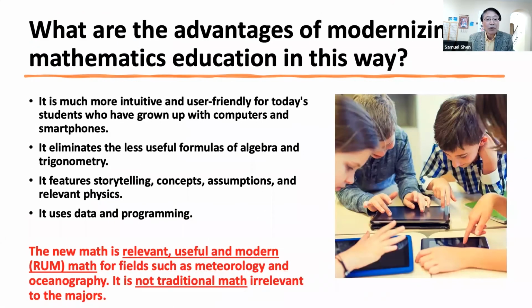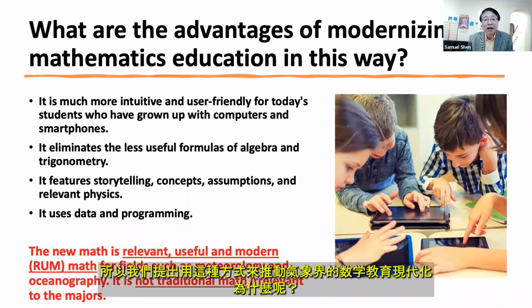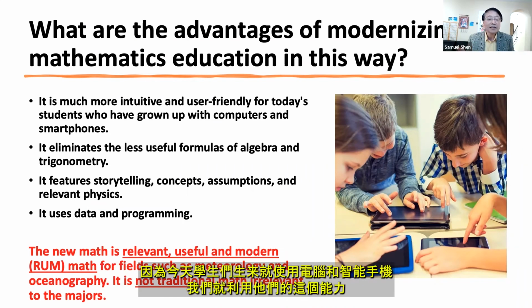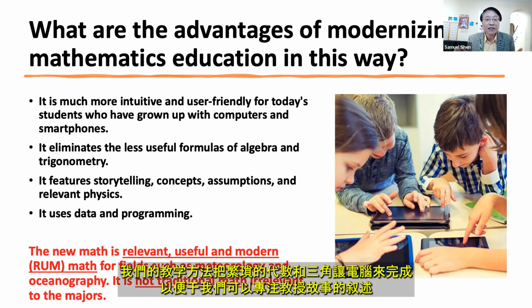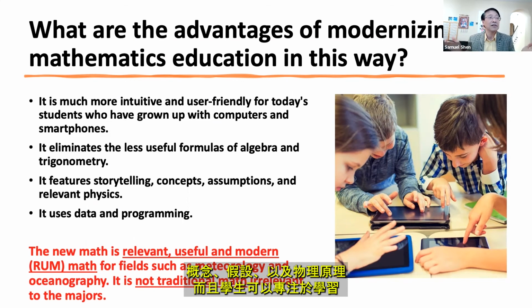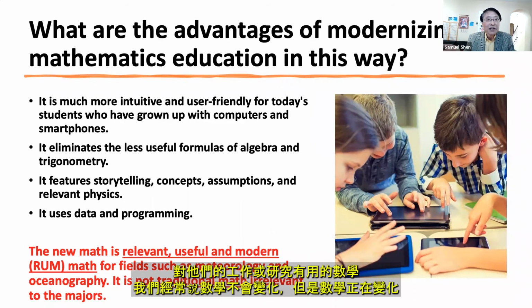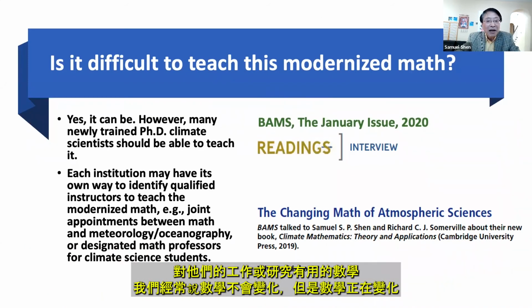So we propose this way to modernize the math education for meteorology, because we can utilize the abilities of today's students who have grown up with computers and smartphones. Our way leaves tedious algebra and trigonometry to computers so that we can focus on storytelling, concepts, assumptions, and physics. Students can concentrate on learning the math that will be useful for their jobs and for their research. So we often say, math does not change, but math is changing.